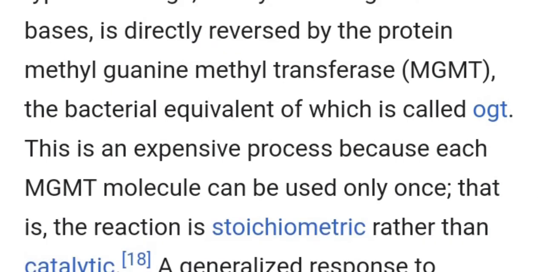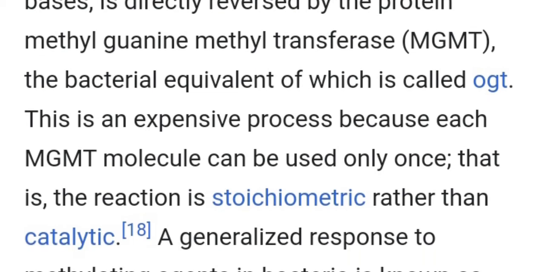Normally this OGT is responsible for removal of alkyl groups. Like here this MGMT is removing the methyl group, the OGT will remove the other alkyl groups, right? It will remove the alkyl group from O6 alkyl guanine as done by MGMT. It doesn't only remove the methyl, it will remove the ethyl, propyl, such types of alkyl groups. It will also remove the O6 alkyl thymine.